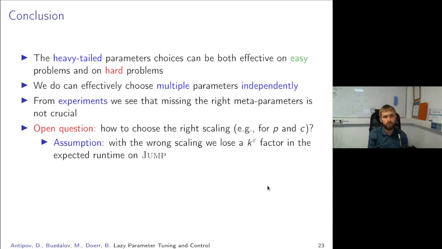But there is still an open question on how to choose the right scaling for some parameters, like the mutation rate and crossover bias. But we assume that even if we miss the right scaling, we still don't pay much for this. So it is quite an algorithm which works out of the box.